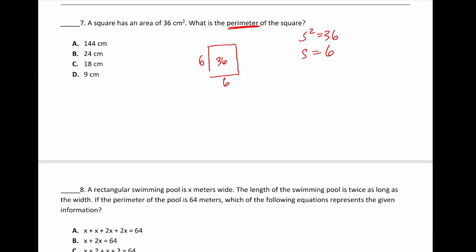And if we're looking for the perimeter, we need to add up all the sides. So 6 plus 6 plus 6 plus 6 gives us the perimeter. And let's see, that'd be 12 and 12. That'd be 24 square centimeters. Or not square centimeters, just centimeters. Now, perimeter is a distance, not an area, so the units should not be squared.